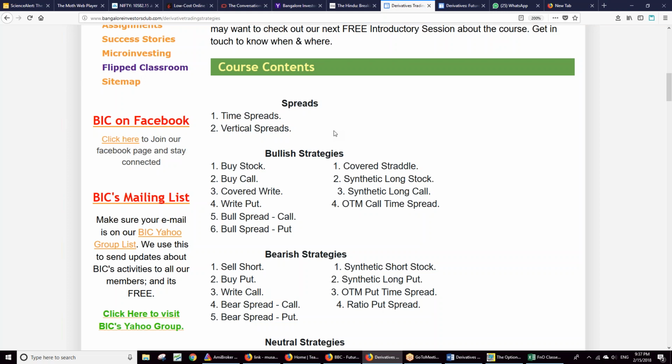So we're going to be looking at that, and this is perhaps the really most basic combinations of options, or futures and options, or stock and futures, or stock and options, whatever the various combinations, which give you what is called a spread. And then we will look at either perhaps all the bullish strategies first, or the bearish strategies, depending on what the current market situation is.